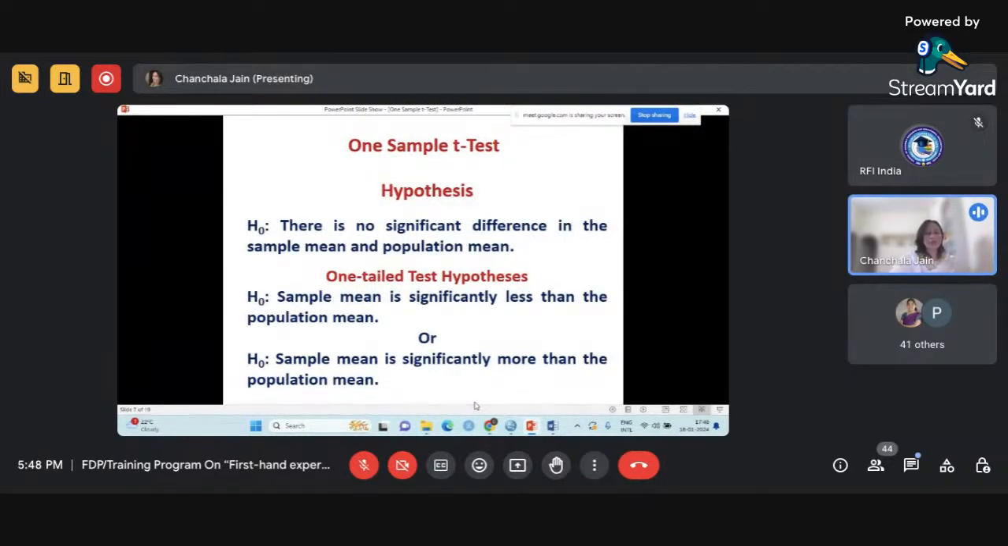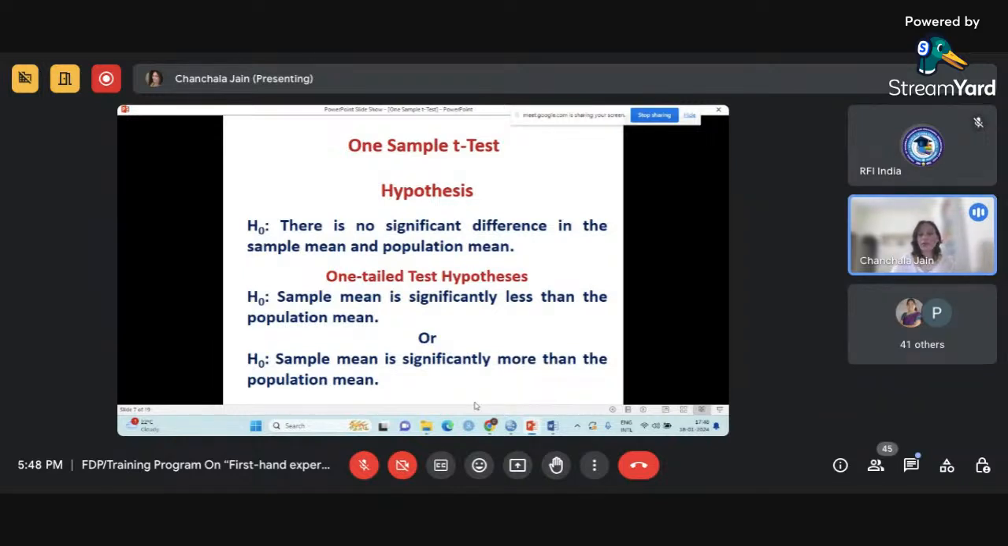Now, the same thing which I have shown you in the previous slide, where we saw the hypothesis in the form of symbols. If I want to write my hypothesis in the form of words, for the two-tailed test, I can say there is no significant difference between the sample mean and the population mean. Alternatively, I can say there is a significant difference. Whether the difference is greater than or less than, that I'm not mentioning here. So this is a two-tailed hypothesis for one sample t-test.